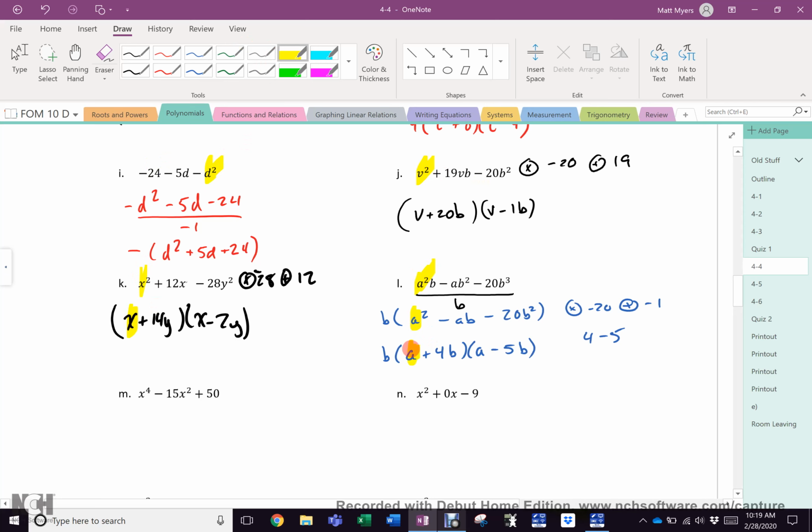So look at M. M looks different, right? But it also looks kind of the same, yeah? Is it a trinomial? Yeah. Does the leading term have a coefficient? Is there a coefficient in the middle? Is there a constant at the end? So it looks very similar, doesn't it? So even though it's different, let's apply some knowledge that we already have.